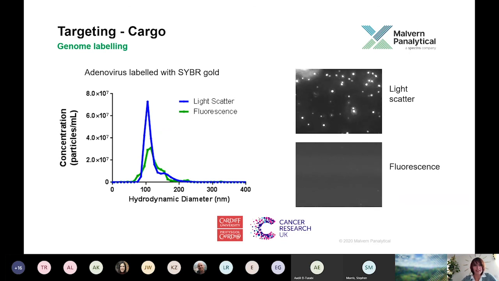This preliminary data show a good efficiency of around 70% of the virus population detected under fluorescence mode. That confirms the presence of the DNA inside of those virus particles. The labeling obviously needs further optimization. However, it proves that NTA has a potential to determine the ratio of empty and full viruses.